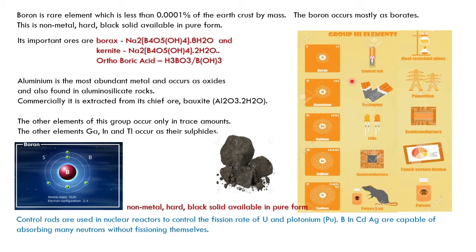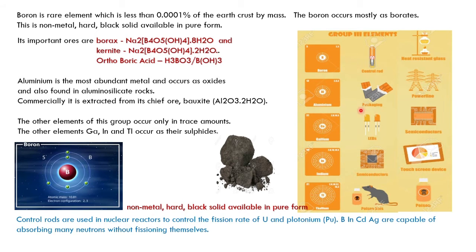What is the most essential use of boron? The control rod. What does control rod mean? Control rods are used in nuclear reactors to control the fission rate of uranium and plutonium. Boron, indium, cadmium and silver are capable of absorbing many neutrons without fissioning themselves. Understood? So boron can act as a control rod in a nuclear reactor.